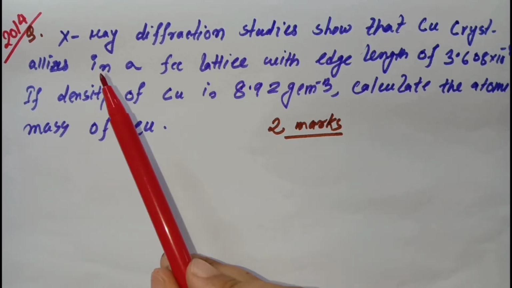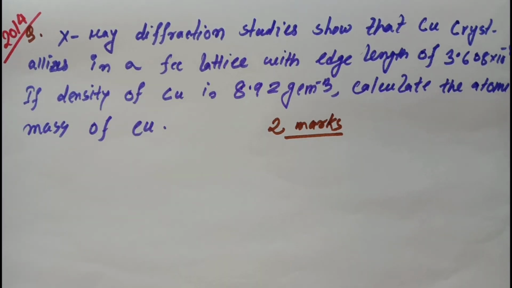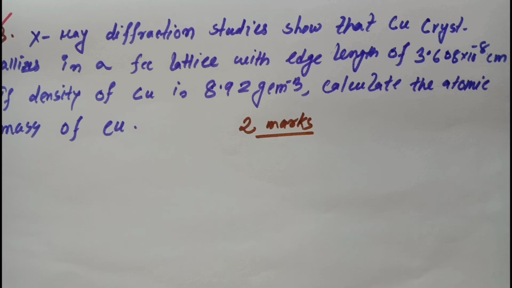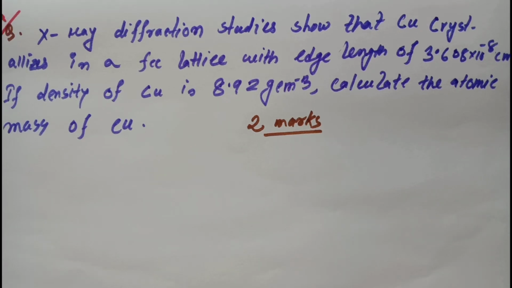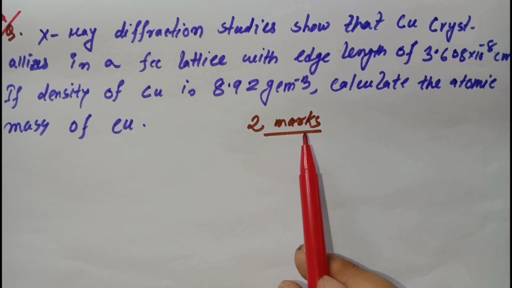Okay, the question is: X-ray diffraction studies show that copper crystallizes in an FCC lattice with edge length of 3.608 × 10^-8 centimeter. If the density of copper is 8.92 gram per centimeter cube, calculate the atomic mass of copper. This question carries 2 marks only.